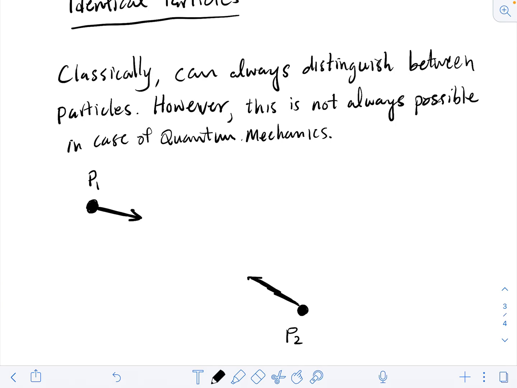One possible outcome is that they come in, they have a distance of closest approach, and then they scatter away. So maybe at different times along their trajectory, particle 1 follows this upper curved path, and particle 2 follows this lower curved path.